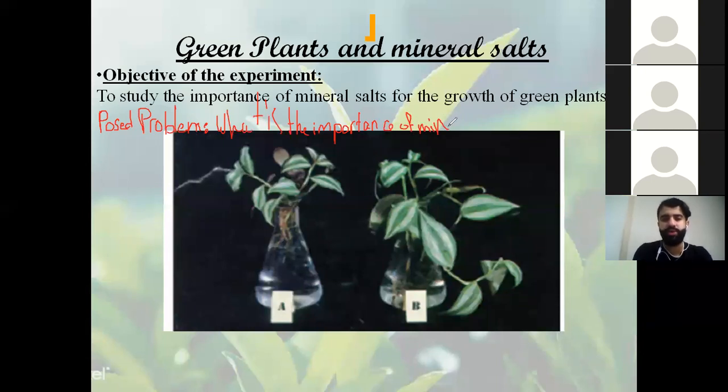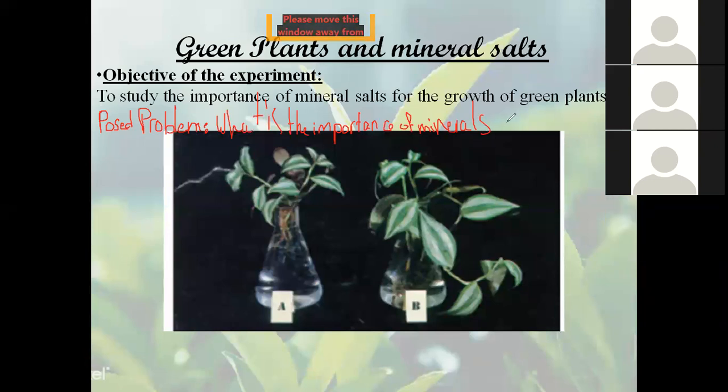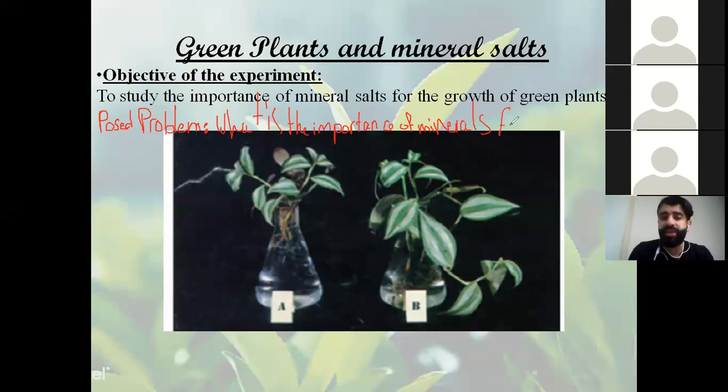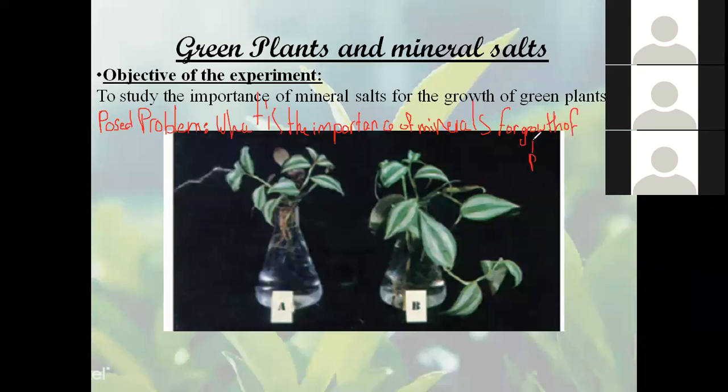Bonus points go to those who are participating. So here, what is the importance of mineral salts for the growth of green plants? Pay attention here: for the growth of green plants. And don't forget to put the question mark.